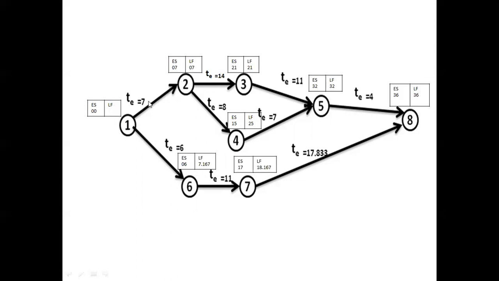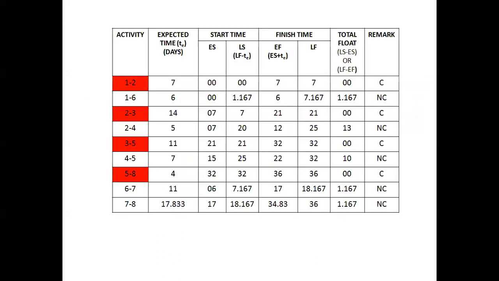So that is why 7 minus 7 is 0. Then by this way, we have calculated earliest start and latest finish time for all the activities. Then let us tabulate these and we'll calculate the remaining two, that is earliest finish and latest start.